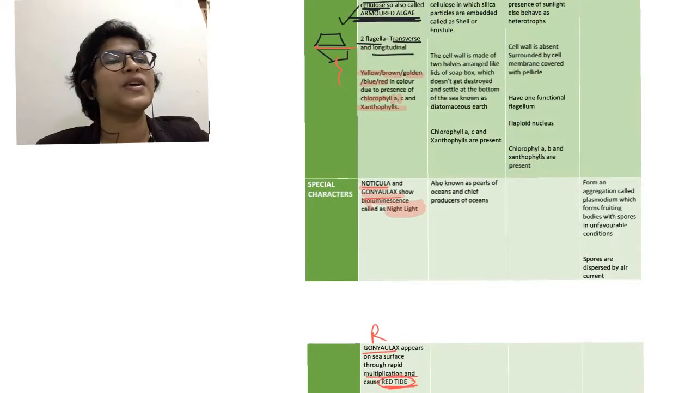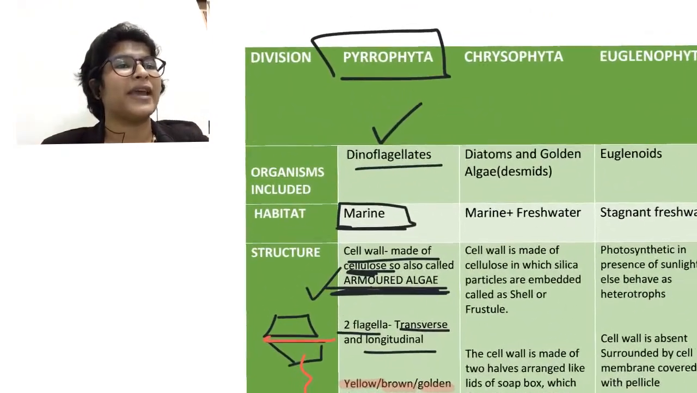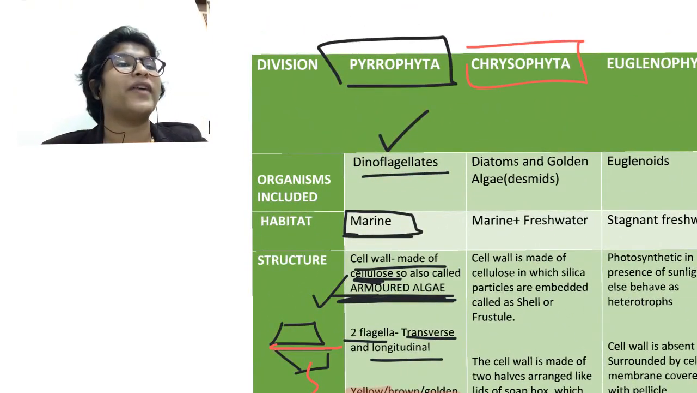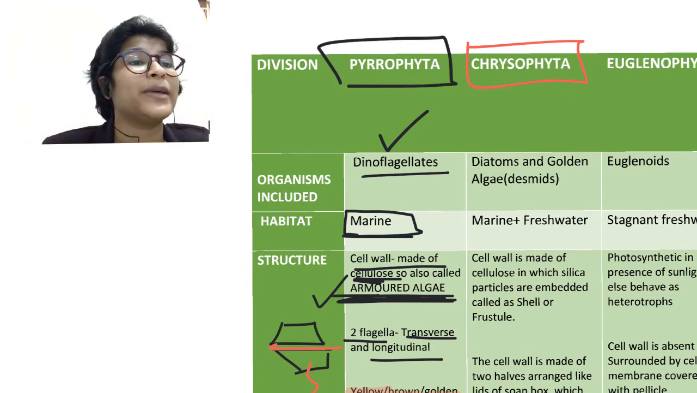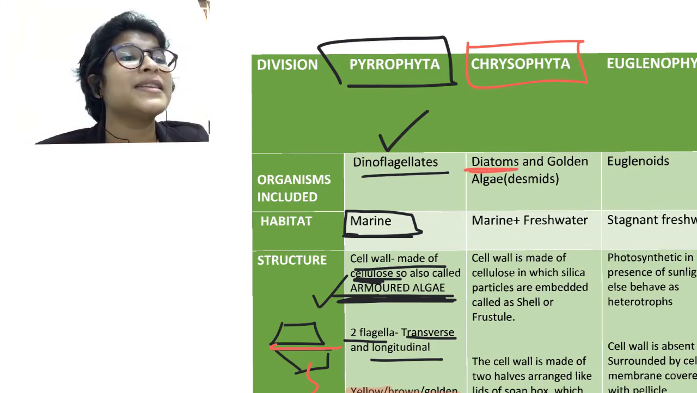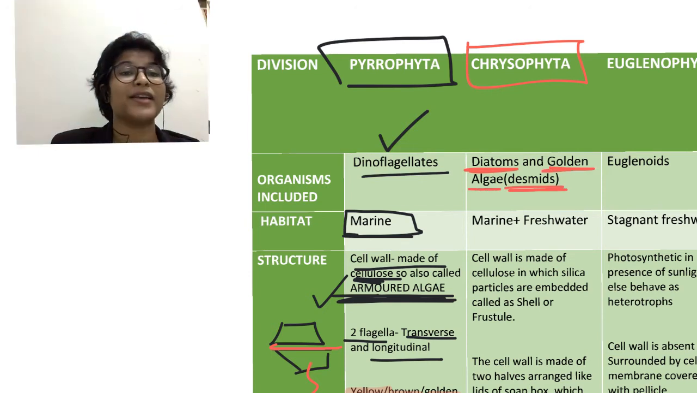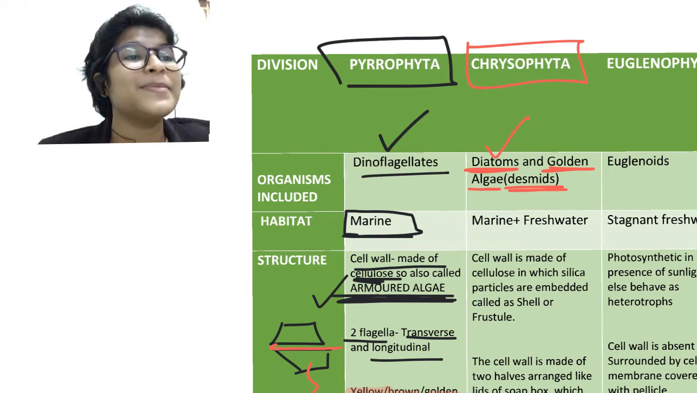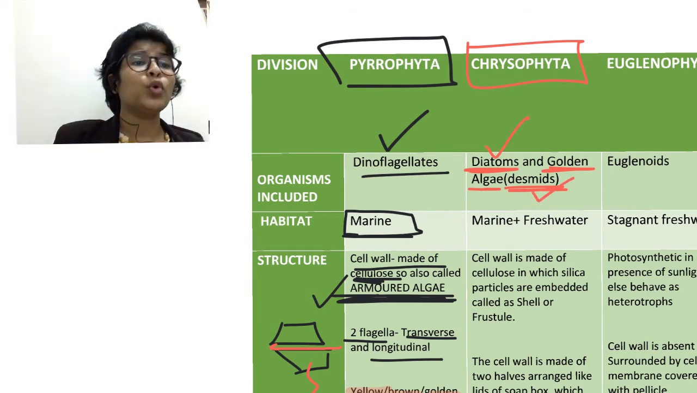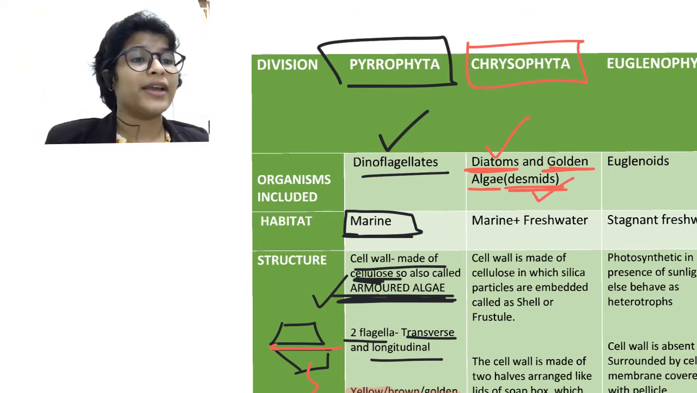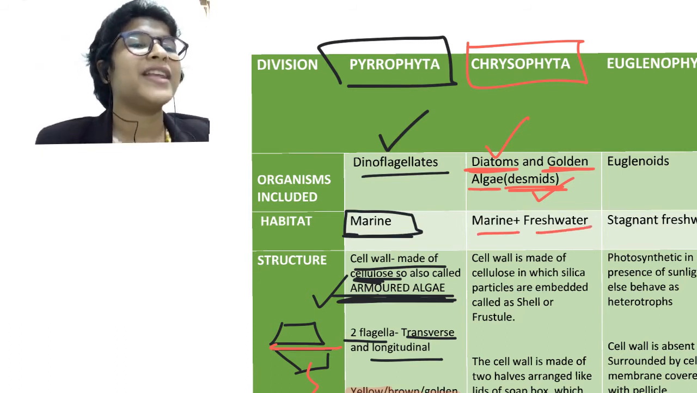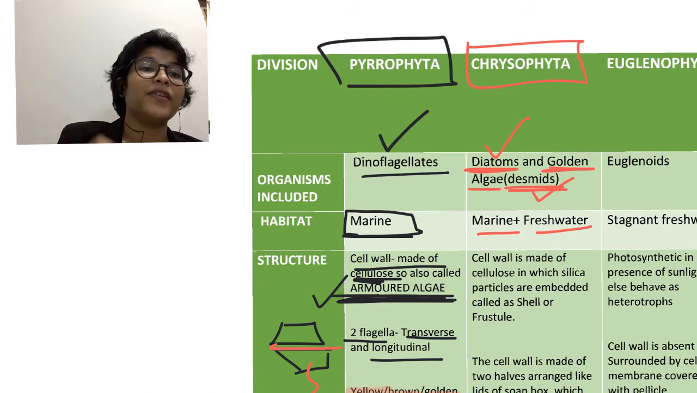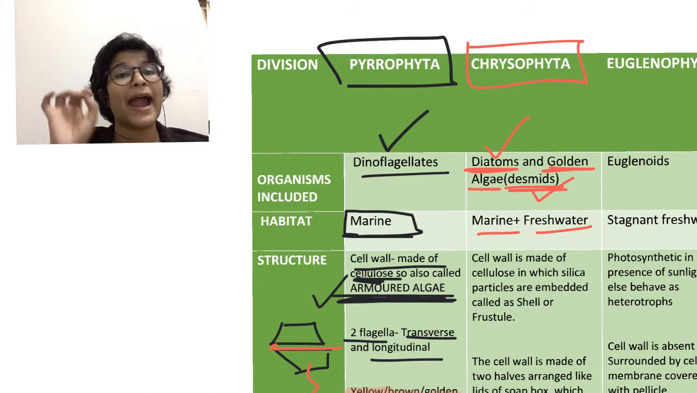ठीक है, going on to the next type, that is Chrysophyta. Chryso color, so Chrysophyta में आते हैं हमारे diatoms and golden algae or desmids. Chrysophyta has two categories, diatoms and desmids. तो उनके location कहाँ है? Like where do we find these chrysophytes? We find them in marine as well as freshwater. Remember, we find chrysophytes in marine and freshwater.